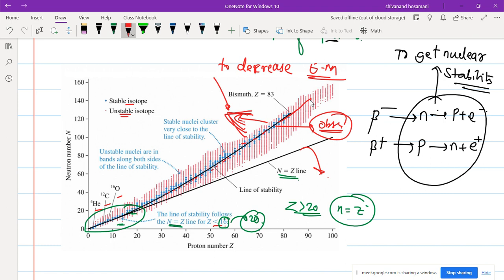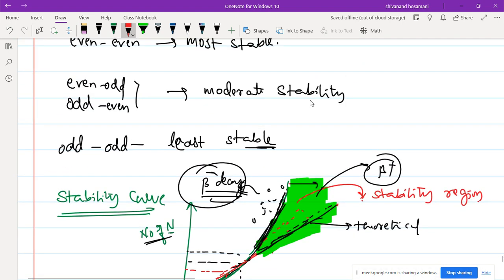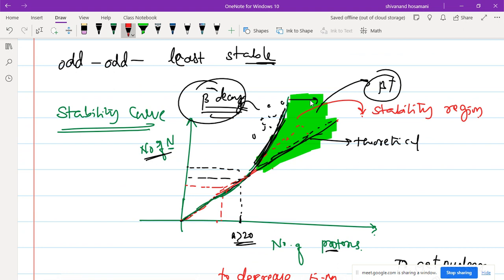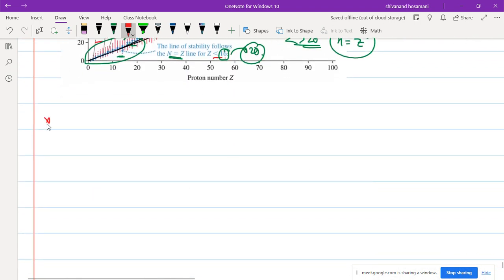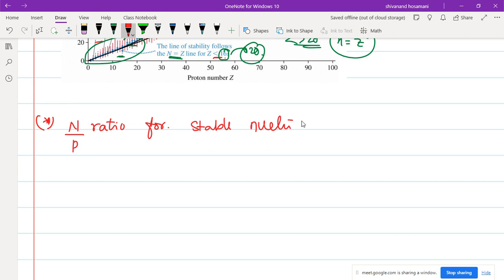Remember what I told: beta plus decay and beta minus decay. The nuclei lying above the stability region have a tendency to undergo beta minus decay, and elements below the stability line are going to undergo beta plus decay. Moreover, the ratio for stability: for higher elements, the N divided by P ratio for stable nuclei is nearly equal to 1.7. For lighter nuclei, it is always N equal to Z. If it is P by N, then it will be reversed, because more neutrons will be present than protons for the higher nuclei.